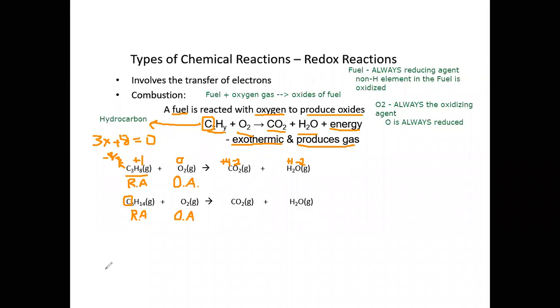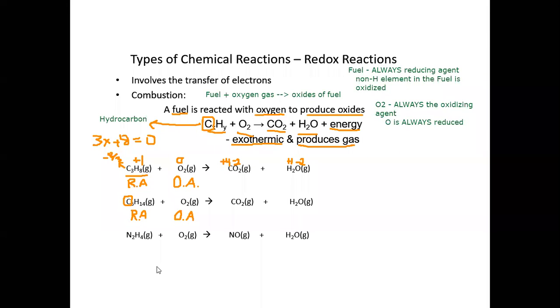One last example. Here we have a different fuel. Now we have a nitrogen-based fuel. But again, the non-hydrogen component is oxidized. So nitrogen is oxidized, and so N2H4 is the reducing agent. The oxygen in O2 is still reduced, so O2 is still the oxidizing agent.